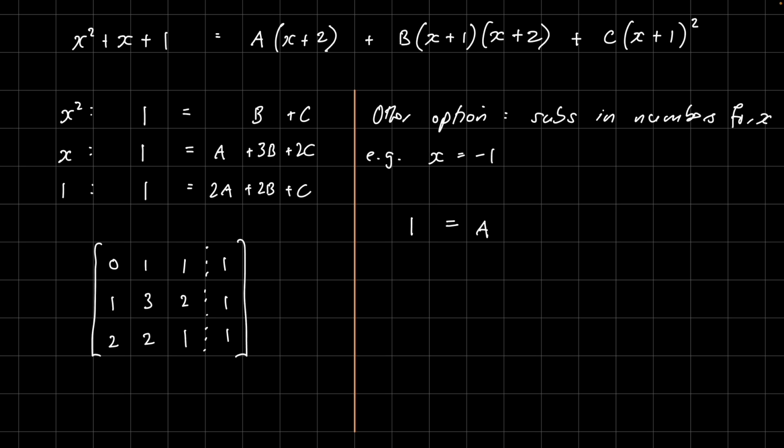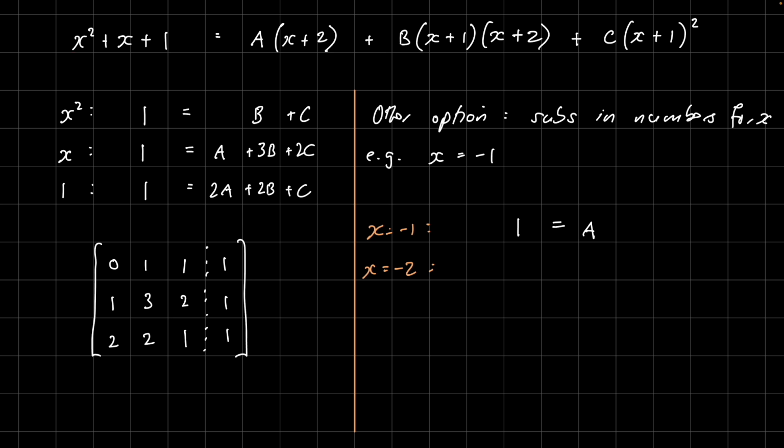My next choice would be, for a similar reason, I can put in x equals -2. So let's just tidy up the working slightly. So this is x equals -1, gave me that equation. If I stick in x equals -2, then let's look at what terms are going to be cleared out by that. If x equals -2, this piece is going to be 0, this piece is going to be 0, and I'll only have the C term involved.